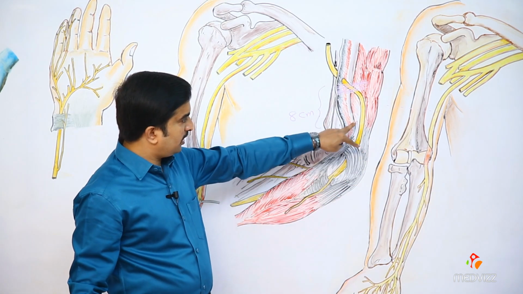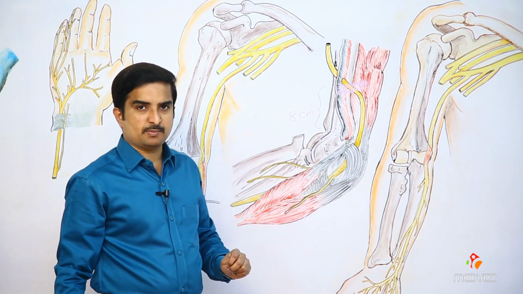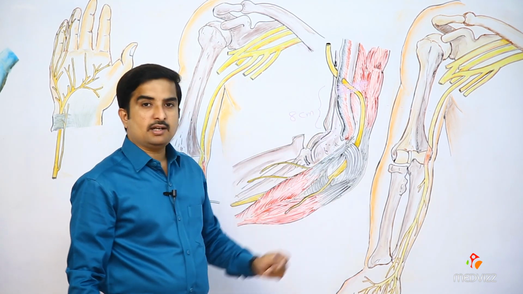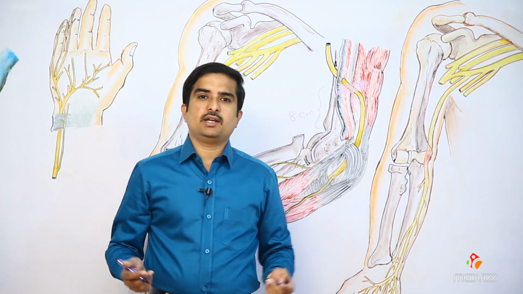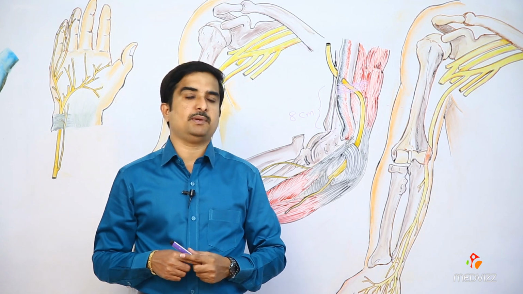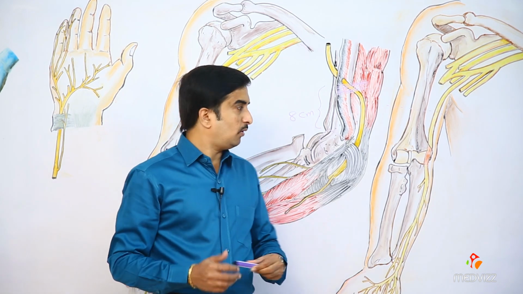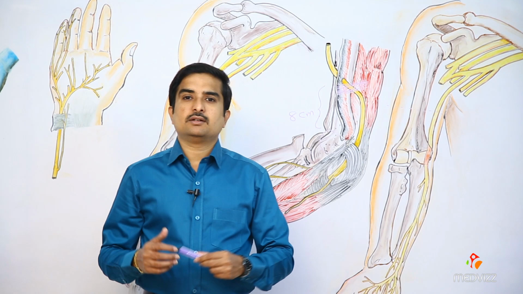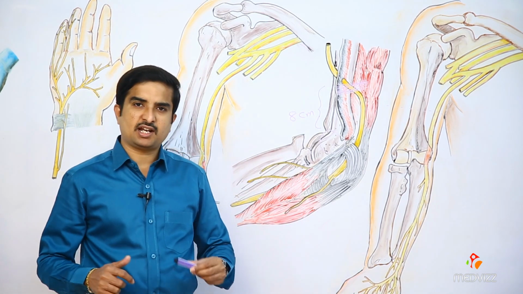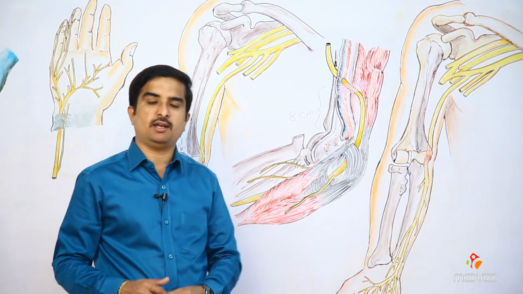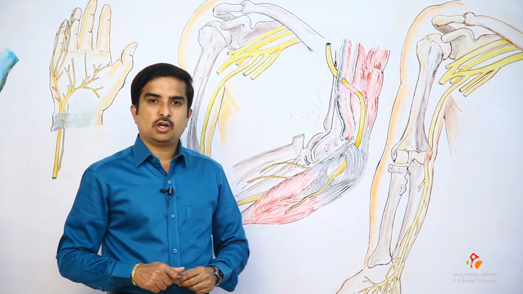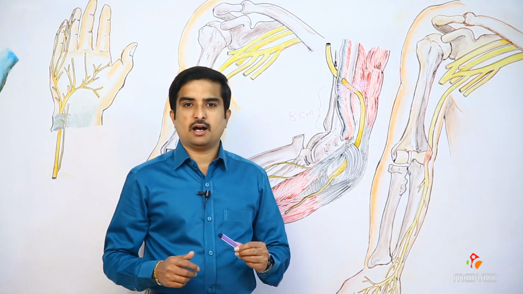As you can see here, it is medial to the triceps muscle and reaching the posterior compartment of the arm in its lower half. That's what I told you, that it enters into the posterior compartment of the arm after piercing the intermuscular septum. It lies medial to the triceps brachii muscle in the posterior compartment of the arm. Generally, we will say anteromedial to the triceps brachii muscle. So this is the course of the nerve in the arm.